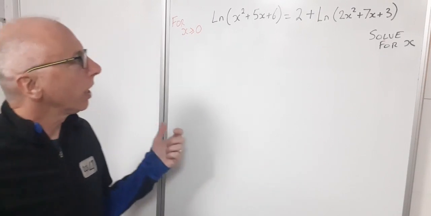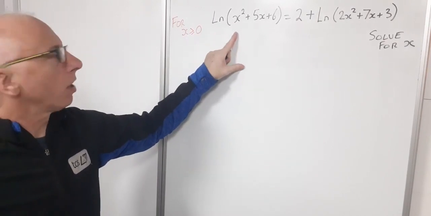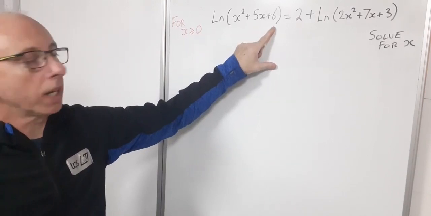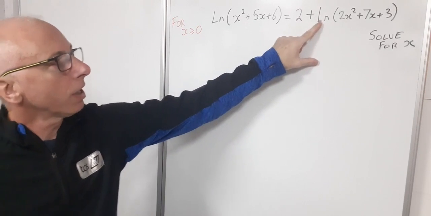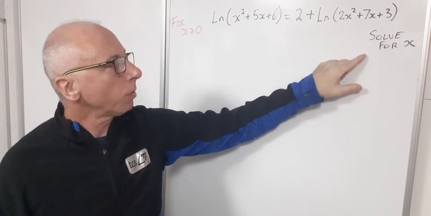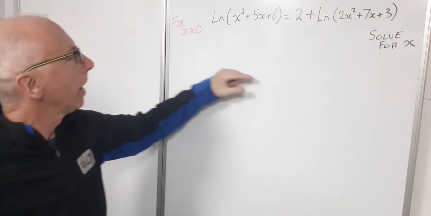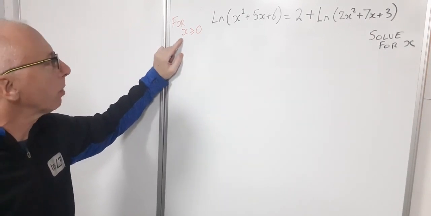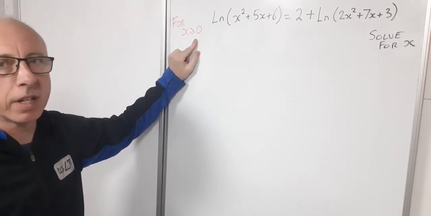Okay, so we've got a question here. We've got the natural log of x squared plus 5x plus 6 equals 2 plus the natural log of 2x squared plus 7x plus 3. And we want to solve for x. And we want our values of x to be greater than or equal to 0.